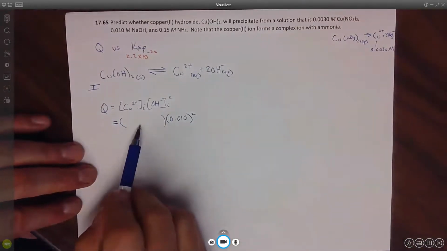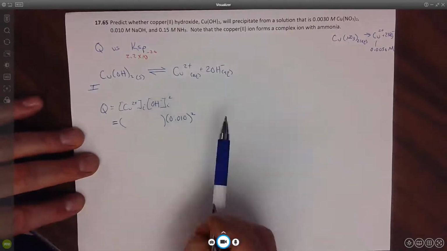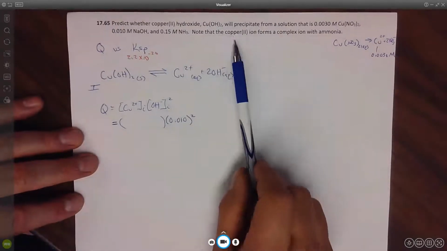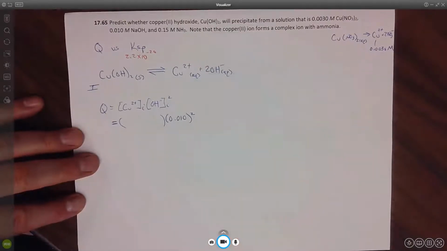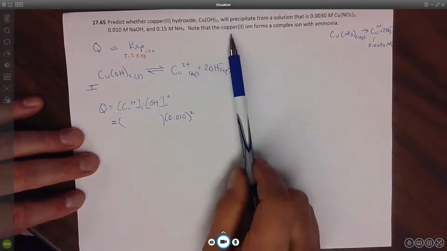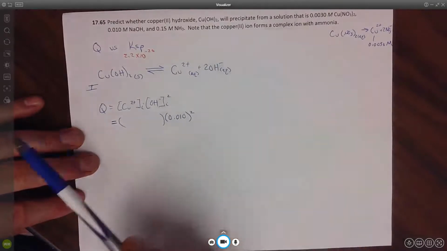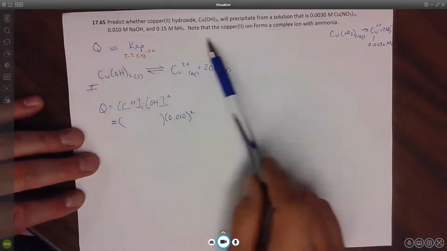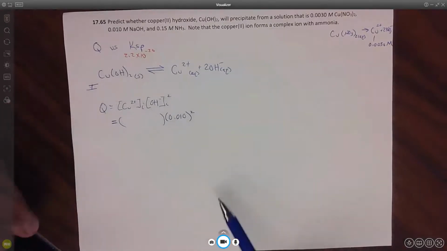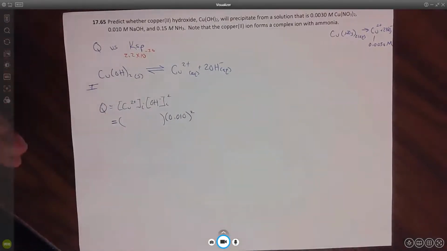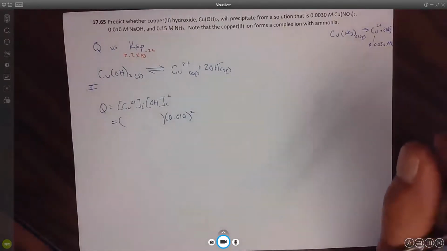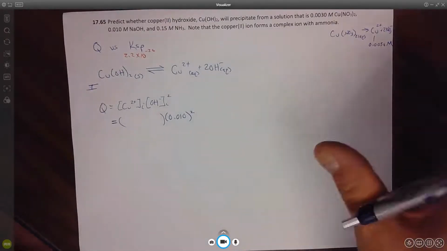But why isn't it 0.003 molar here? What else in this question is telling me that it is not? Because it forms a complex ion with ammonium. Exactly. And remember, these complex ions, those equilibrium constants, they're huge. So again, it's going to favor whatever, just like we talked about, if we had a weak acid and a weak base mixed together, would the solution be acidic or basic? Do you remember how we answered that question?